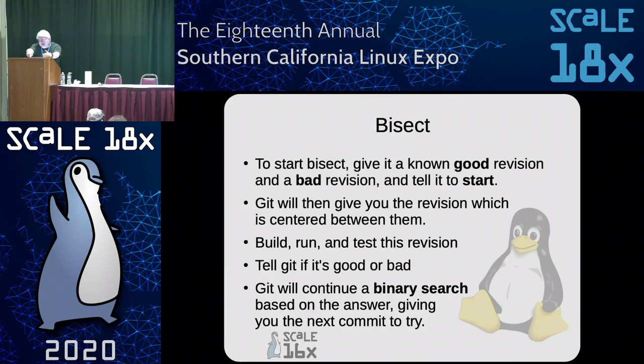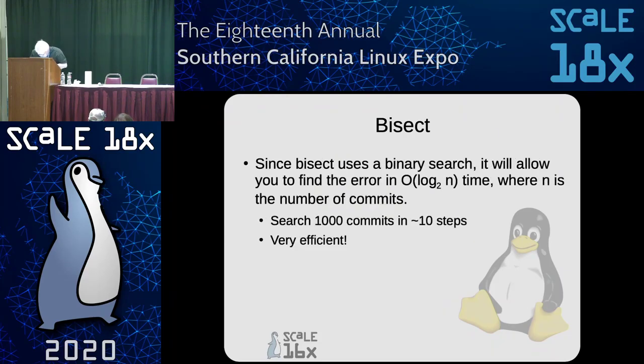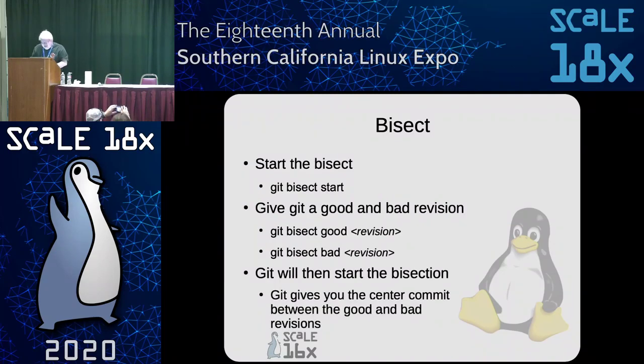Well, that means that the bad change happened somewhere between the known good state and here. So then Git will basically take the middle of that. And it's basically a binary search algorithm. And it makes it super easy to find where stuff broke. It's really cool. It lets you find the error in O(log n), or O(log squared n), where n is the number of commits. You can search 1,000 commits in roughly 10 steps. Super efficient and super cool.